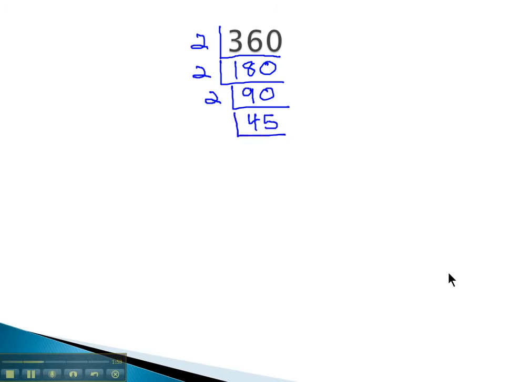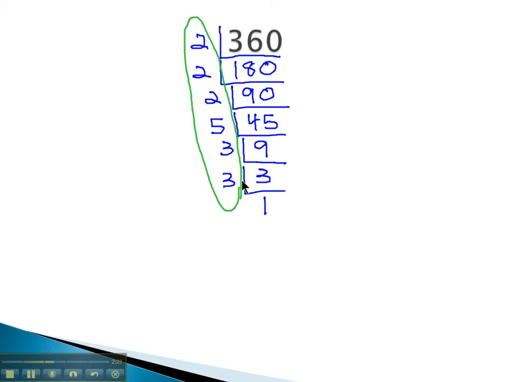You might notice the last digit is 5, so that might suggest we could divide out the prime number 5, which goes in there 9 times. 9 is divisible by the prime number 3, and 3 is divisible by the prime number 3 once. What we'll do is we'll keep dividing out prime numbers until we end up with 1 at the bottom. When we do that, these numbers up the left side will make up the prime factorization.